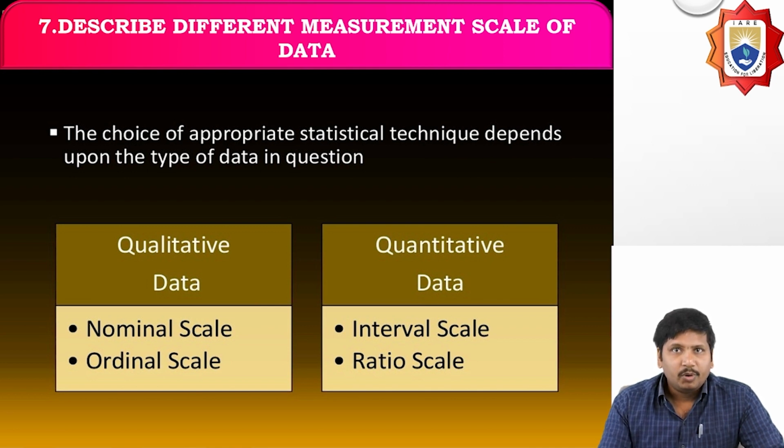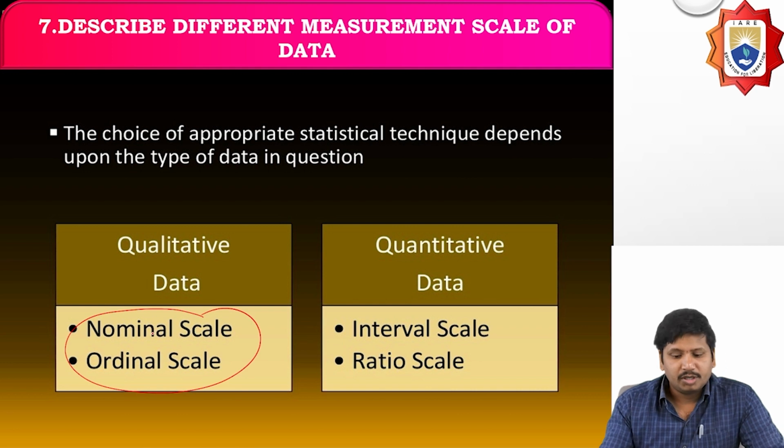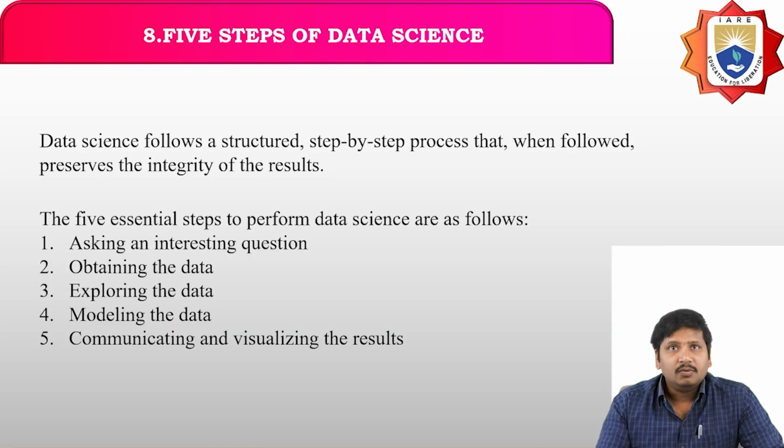So if I'm going to take this qualitative data, the nominal and ordinal scales are two kinds of measurement scale to consider. And quantitative data means it should be interval and ratio scale. Next, mention the 5 steps of data science.